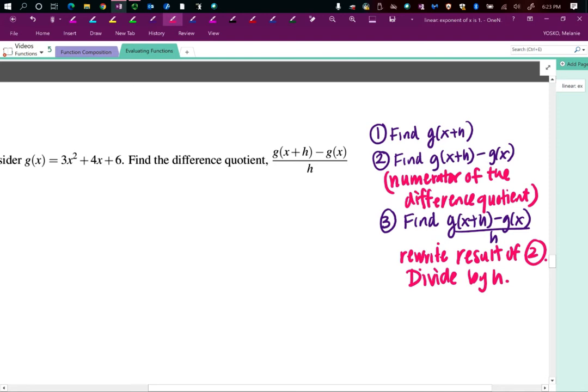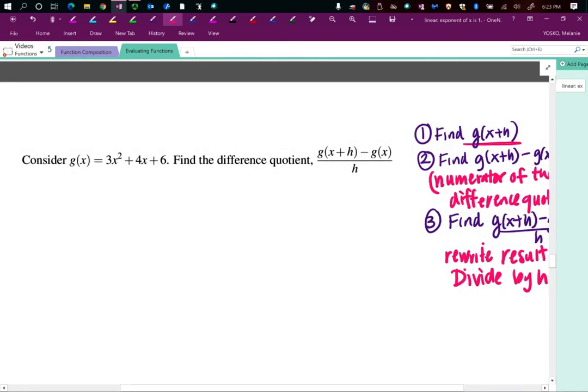Okay. This may seem a little overwhelming, like how in the world do you find g of x plus h? There's multiple variables now, right? I started out with just x's, now I've got x's and h's. That may seem intimidating. So we're going to go step by step. We're just going to kind of walk ourselves through this process. But we're going to start with g of x plus h.